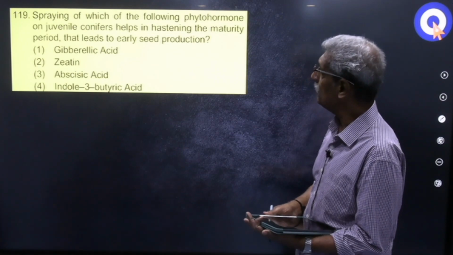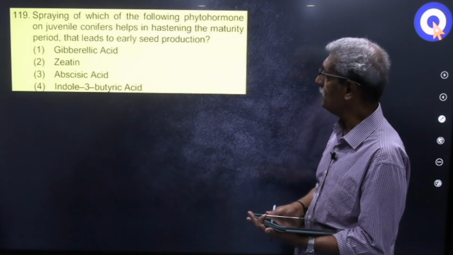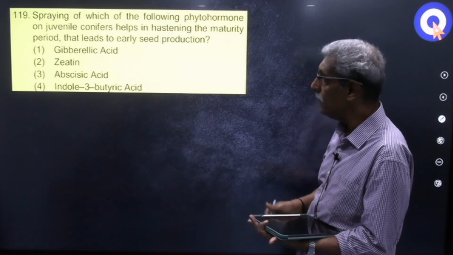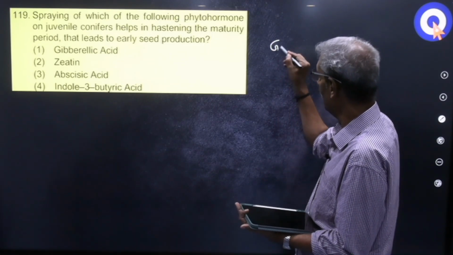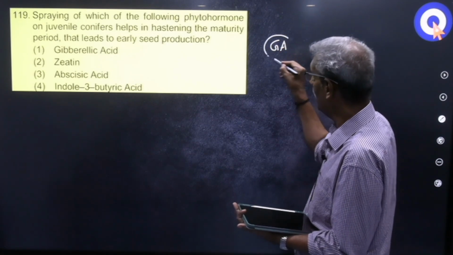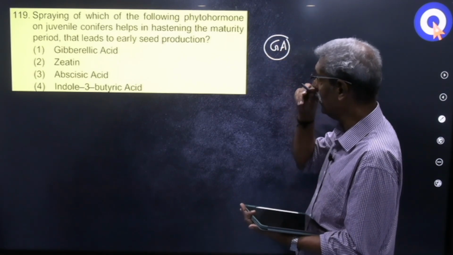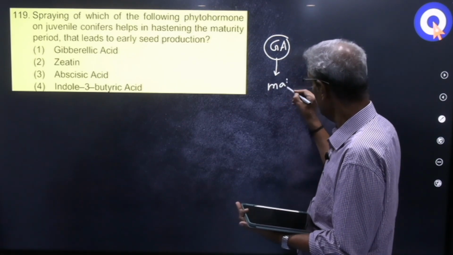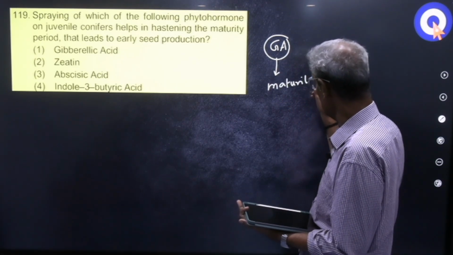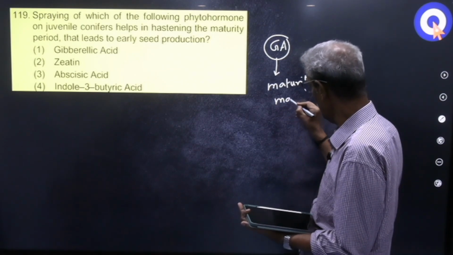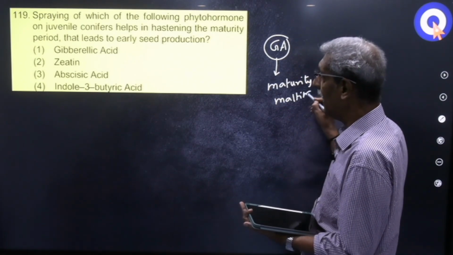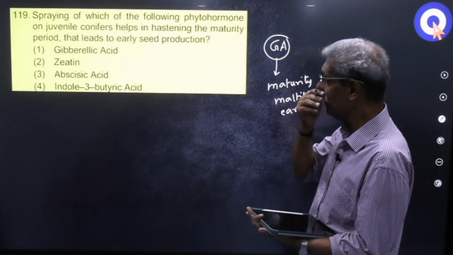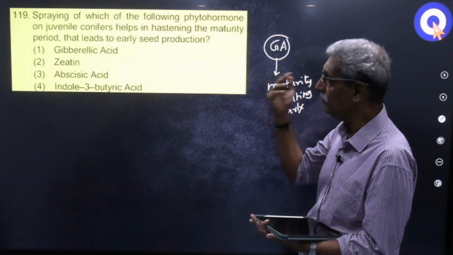Now, spraying of which of the following phytohormones on juvenile conifers helps in hastening the maturity process that leads to early seed formation? Remember, gibberellic acid is a phytohormone which primarily hastens the maturity process. What do you mean by maturity process? It hastens maturity, especially during early seed development, and it is a direct question from the textbook.